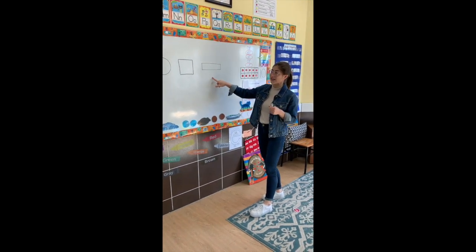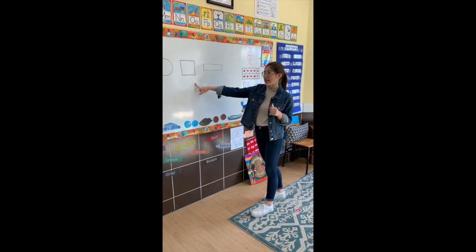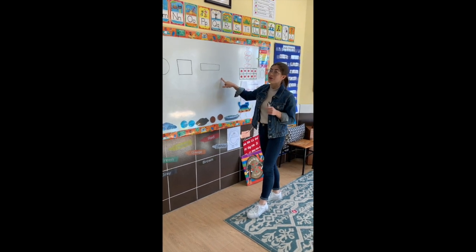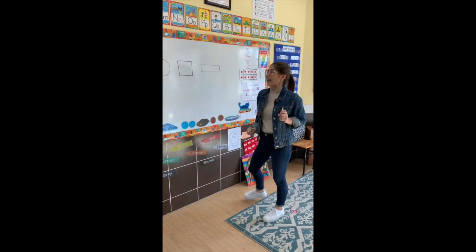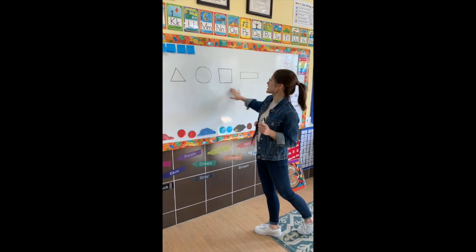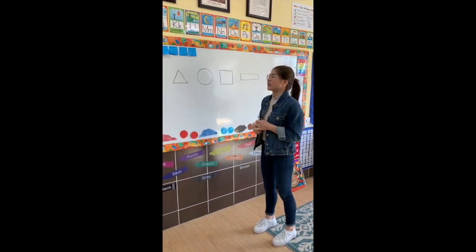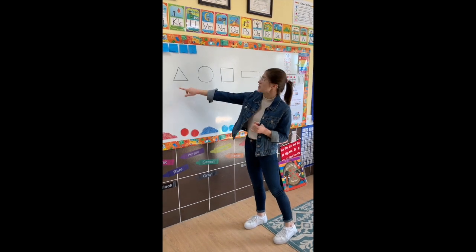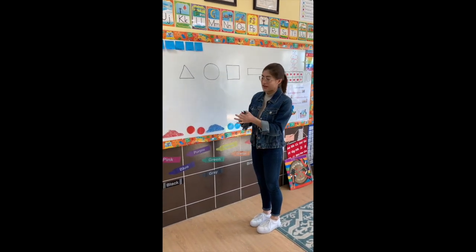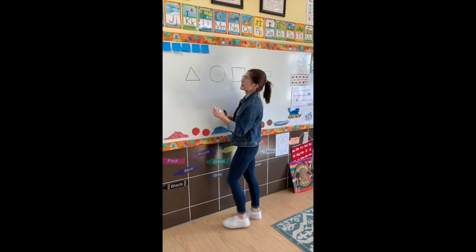What about this one? A little tricky. Close to this one, but not the same. Do you remember this name? Rectangle. Okay, so these shapes have some things that are the same, but some things that are different. Like this shape, the triangle, has a lot of straight lines.